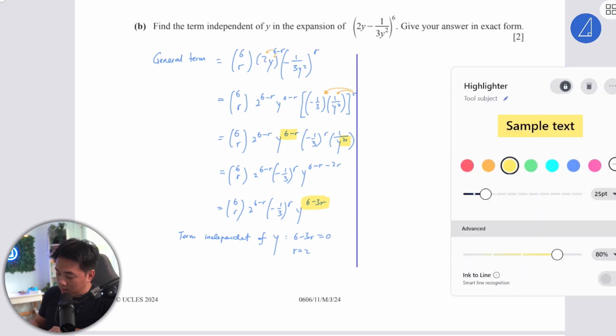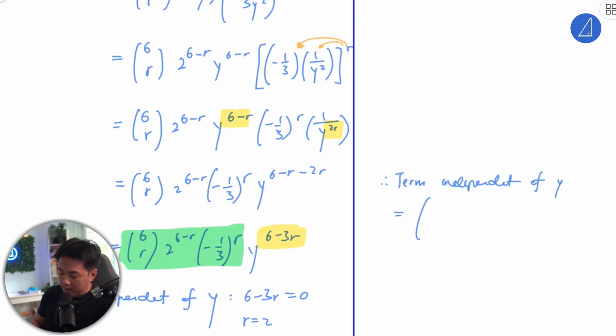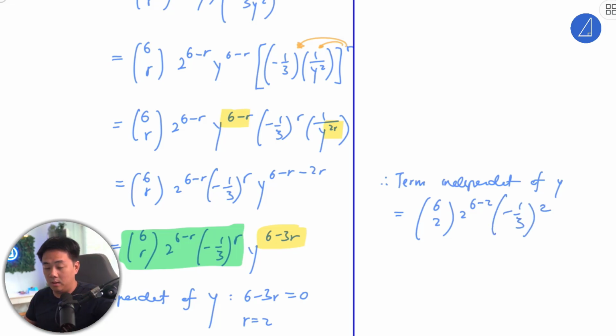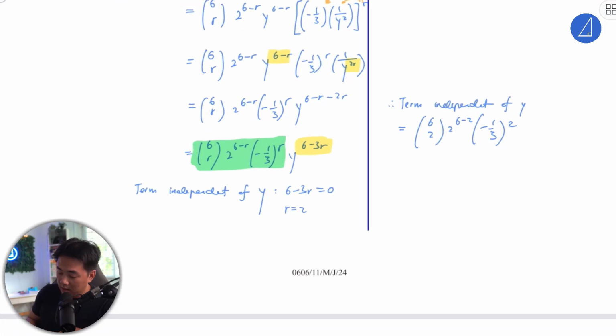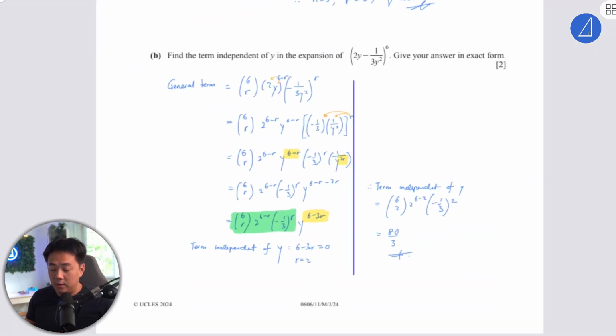Replace into this, right? So this term here, independent, this term, the coefficient. So the term, I'll put 6 choose 2 times 2 to the power 6 minus 2, times minus 1/3 to the power of 2. Just key it into the calculator and we'll get 80 over 3. Okay, so that's how we do this question here proficiently.